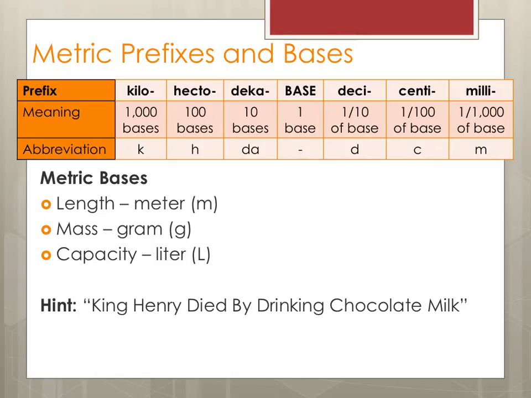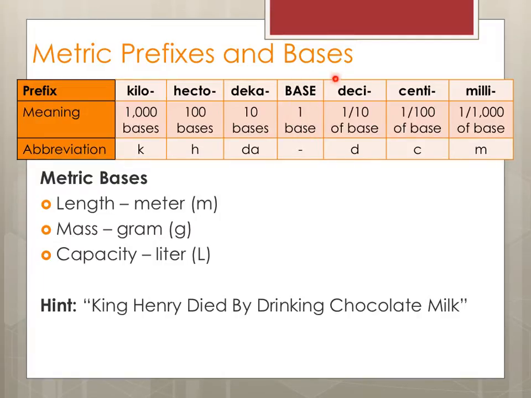So here's a table of the different metric prefixes. Let's start in the middle here with the base unit. So the base unit is going to be for length, the meter, abbreviated M. For mass, it's going to be the gram, abbreviated with a G. And for capacity, or volume, it's the liter, abbreviated with an uppercase L. So the base is what happens in the middle here.